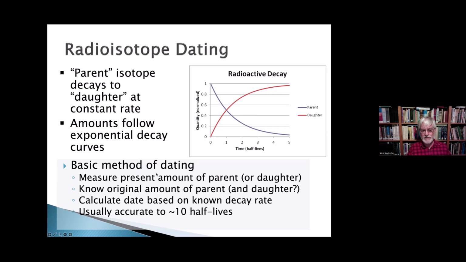The basic method of dating then is to measure the current amount of the parent or the daughter, depending on whether you're trying to measure the parent or the daughter to do your dating. And then you need to know the original amount of the parent and possibly the daughter, if you're measuring based on the daughter. And then you just calculate the date based on the known decay rate. And usually you can get good answers to about 10 half-lives. So 10 half-lives is 2 to the 10th. You're down about a factor of 1,000 from the original concentration.